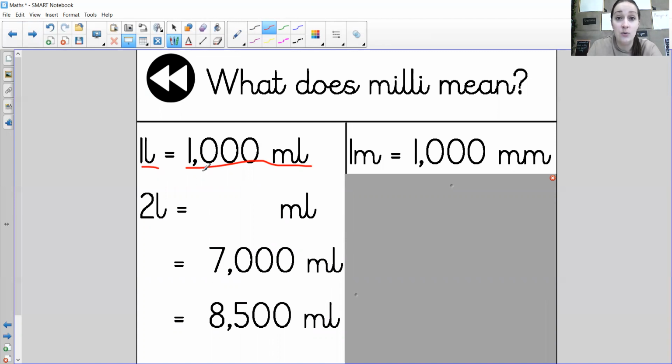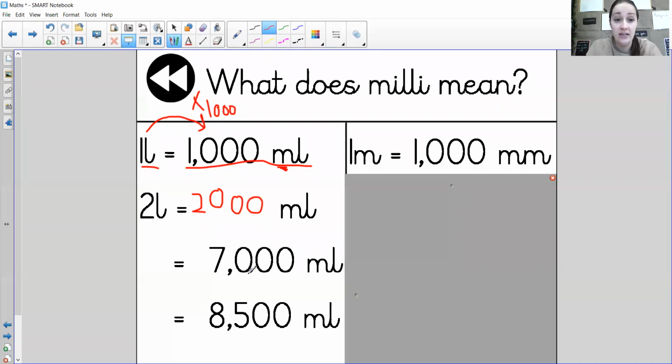Okay, so if 1 litre is the same as 1,000 milliliters, 2 litres is then the same as 2,000 milliliters because milli means 1,000th. So we need to times this by 1,000 to get to milliliters because 1,000 milliliters make up a litre. Next one then, have a look at that one.